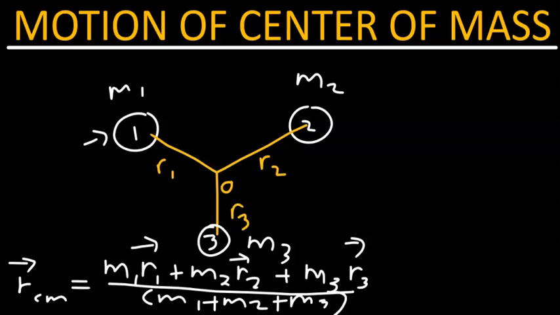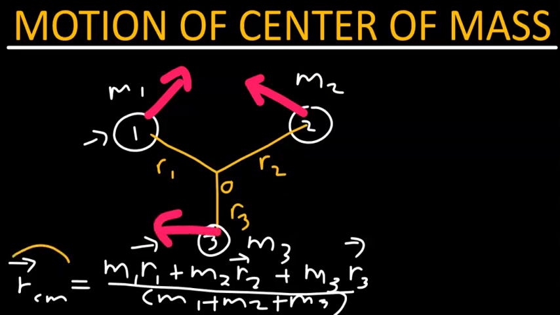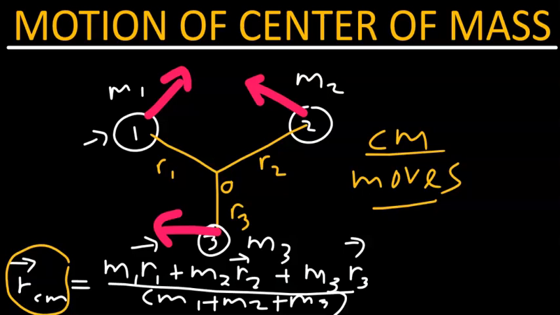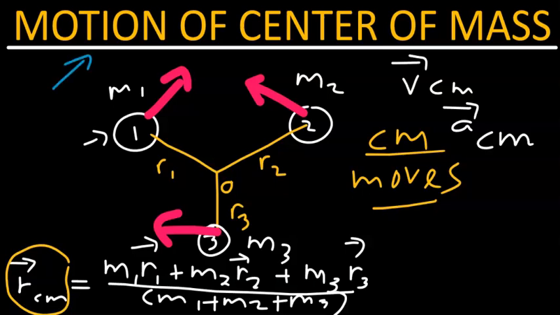From this equation we see that if, let's say, m1 starts to move that way, m2 starts to move that way, and m3 moves that way, then in general the position vector of the center of mass would also change. That means the center of mass would move when the objects move. That would imply a velocity for the center of mass, and also an acceleration of the center of mass when there is a net force acting on the system. This is what we mean when we say motion of center of mass.